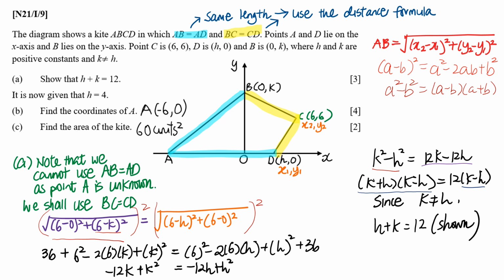So just a recap on this part A. Basically, we're just using the distance formula to find the equations, and then the next thing is to apply your algebraic identities. A squared minus b squared equals a minus b times a plus b, to factorize your k squared minus h squared, and derive your final answer, which is h plus k equals 12.